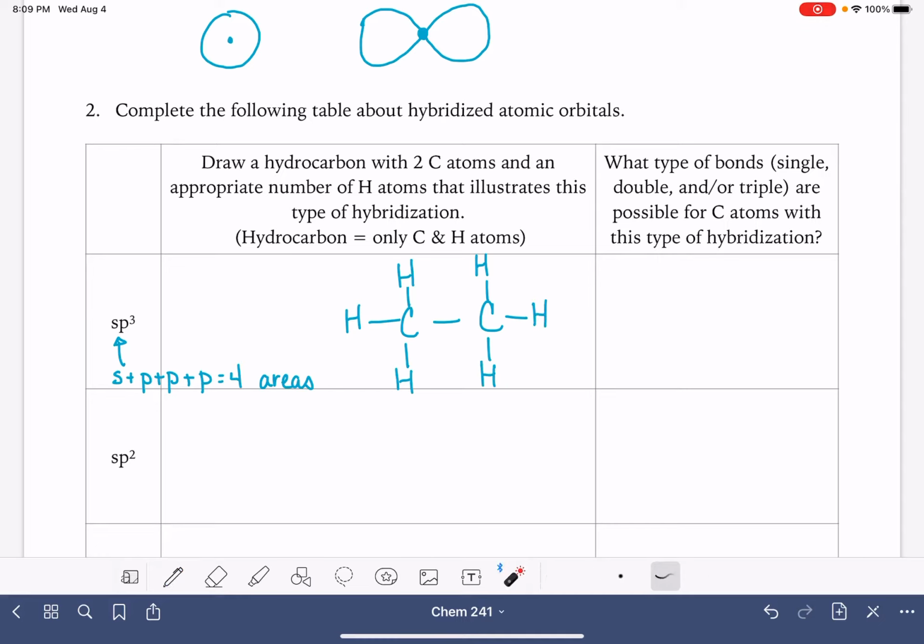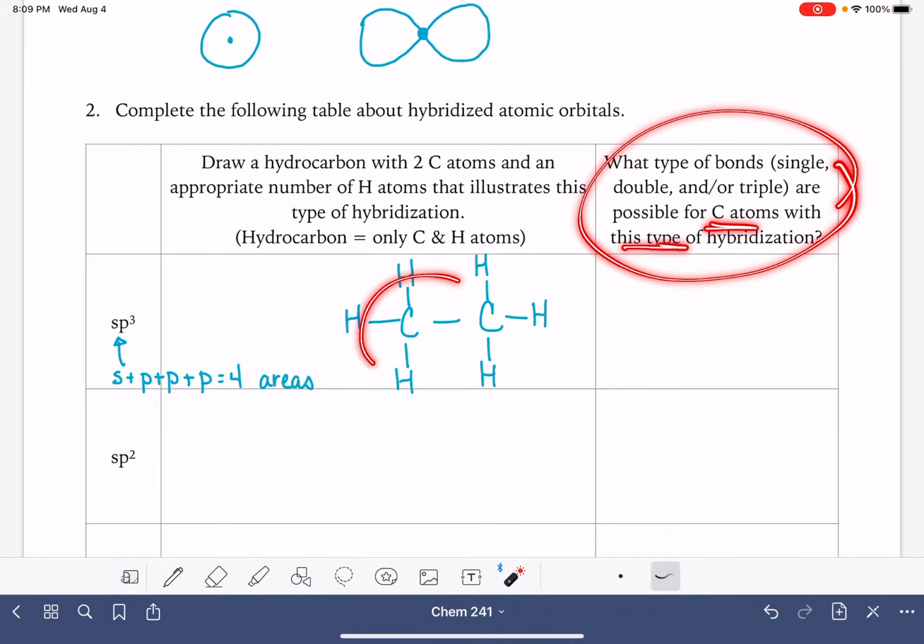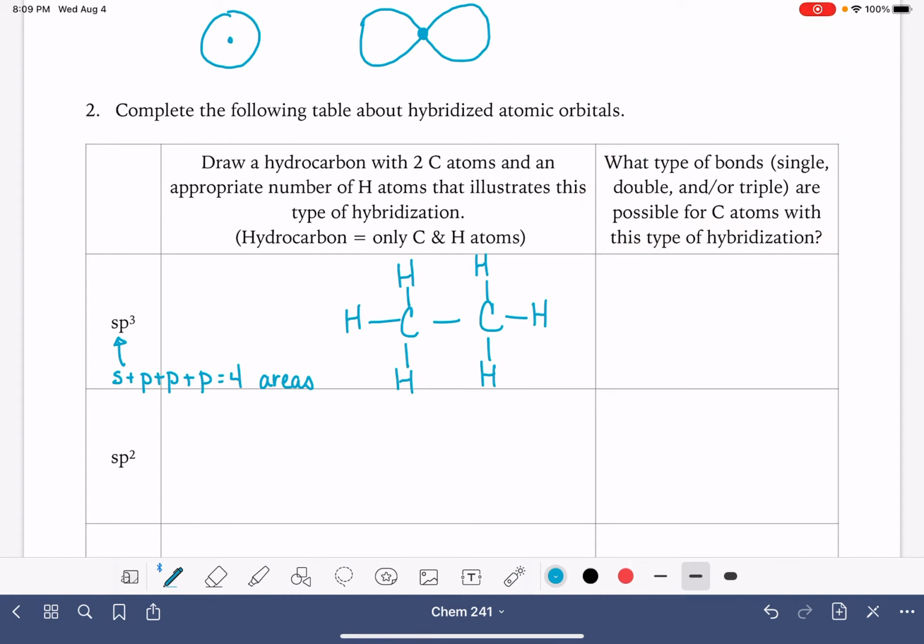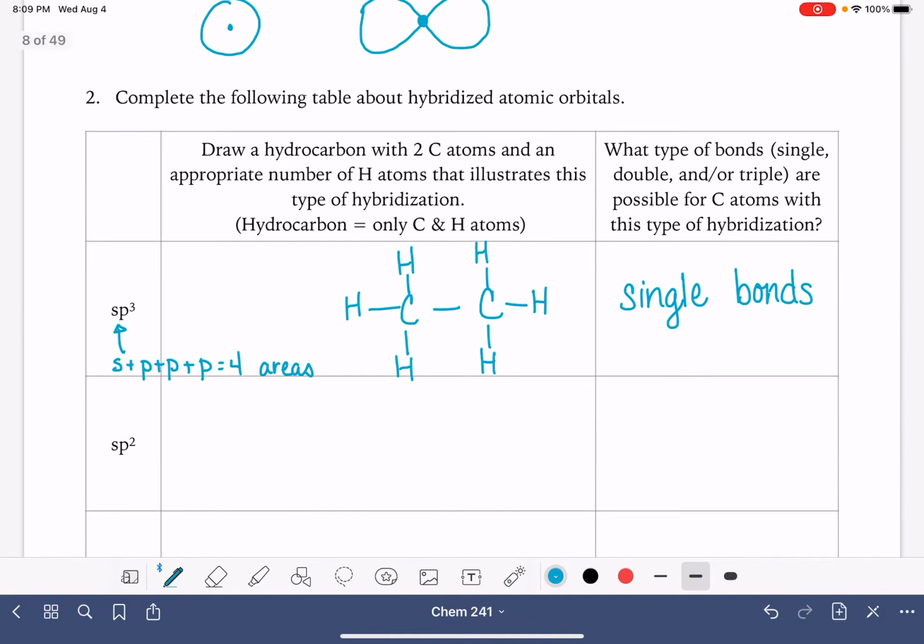And it asks us what type of bonds are possible for carbon atoms that have this type of hybridization. That carbon atom has only single bonds. When a carbon atom is sp3 hybrid, its only option is 4 single bonds. Now we're going to do the same thing with an sp2 carbon.